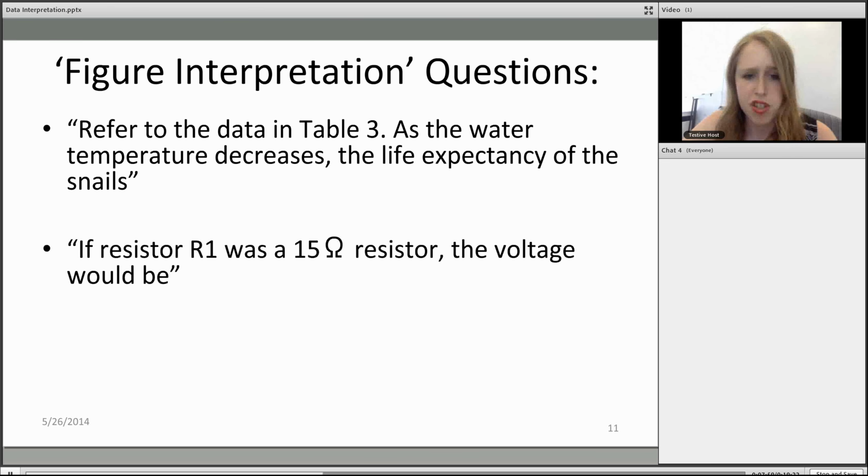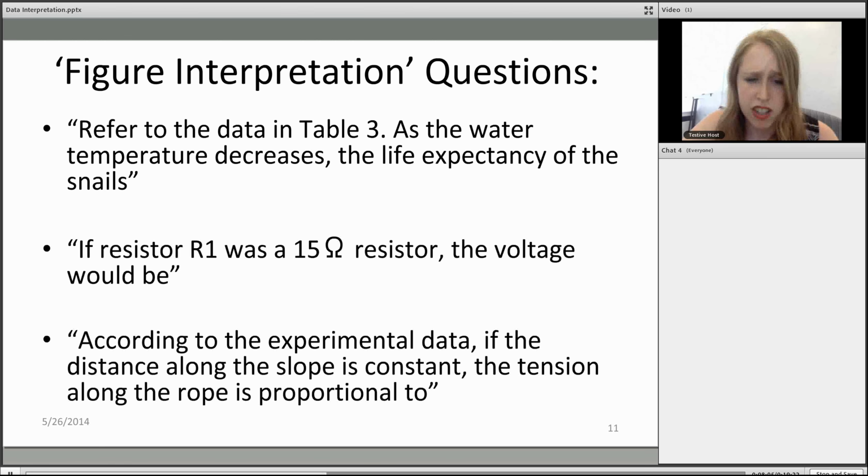Or if resistor R1 was a 15 ohm resistor, the voltage would be... Or according to the experimental data, if the distance along the slope is constant, the tension along the rope is proportional to... So you'll see that they'll either directly allude to a certain table, like in our first example, or they'll ask us some data that requires us to look at a chart and just form a mathematical decision. It seems a little intimidating, but these are much easier than the necessary inference questions.